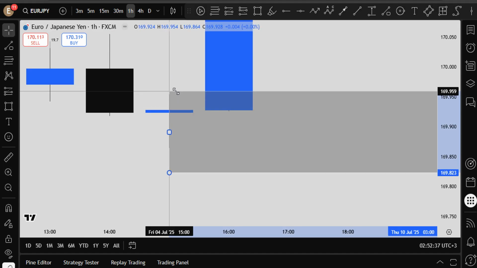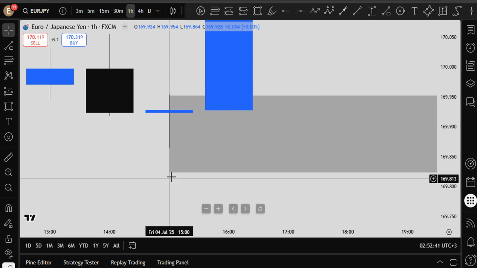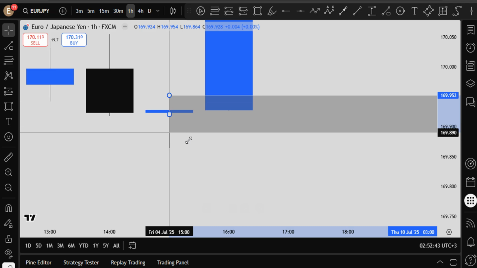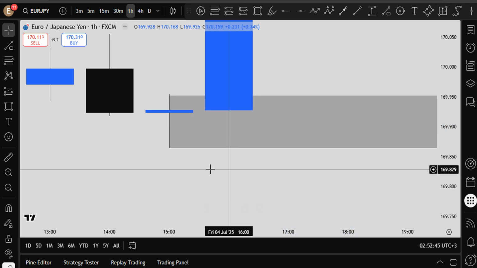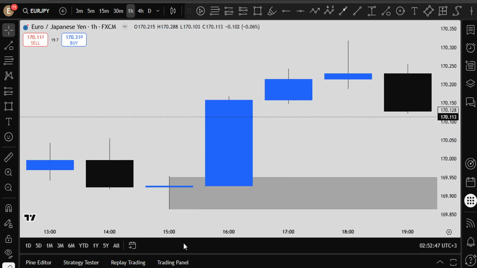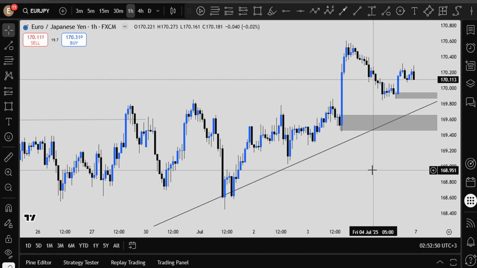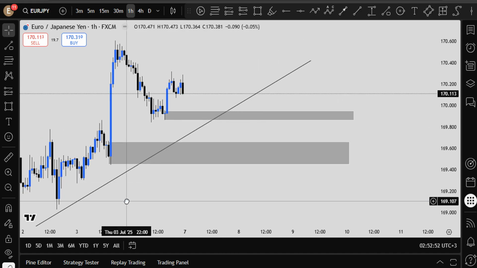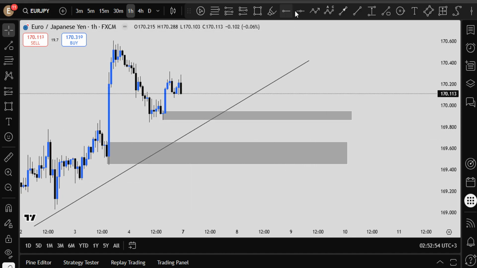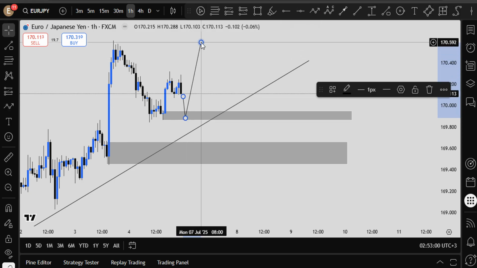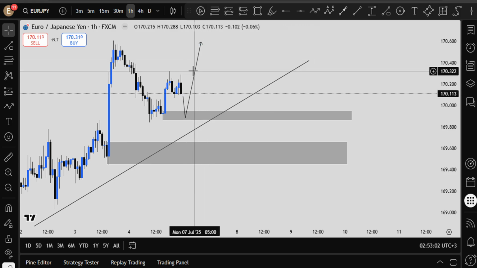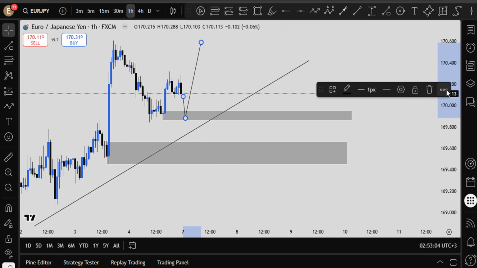Now this is my area of interest in the 1 hour time frame. So what will I be waiting for? That's my 1 hour time frame. What I'm waiting for is price to come to this level over here, and then price continues to the upside, which is that point. So after me knowing that, I'm going to be looking for buys.